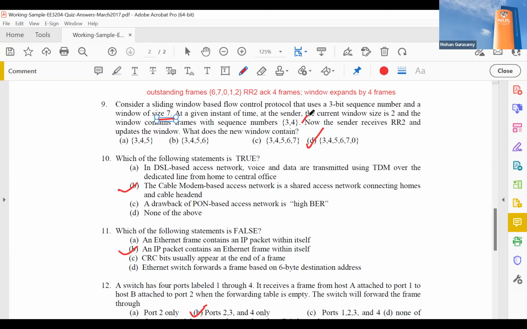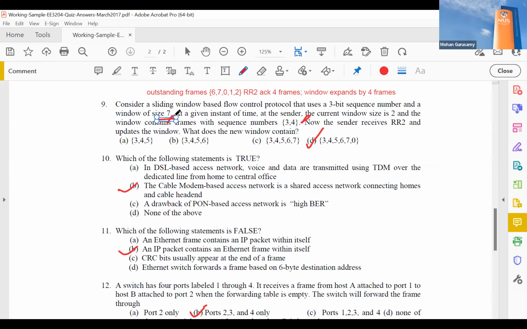Now the sender receives RR2 and updates its window. What does the new window contain? How will it be updated? That's what the question is. The current window shows 3 and 4, so the window size is 2. That means there are 5 outstanding frames. Why? The maximum window size is 7, the current window size is 2, so the number of outstanding frames is 5.